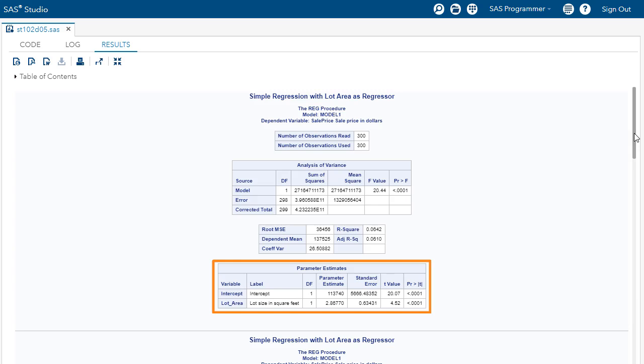The parameter estimates table also shows that the intercept parameter is not equal to 0. However, the test for the intercept parameter has practical significance only when the range of values for the predictor variable includes 0. In this example, the test could not have practical significance because sale price equals 0, or giving away a house for free, is not within the range of observed values.